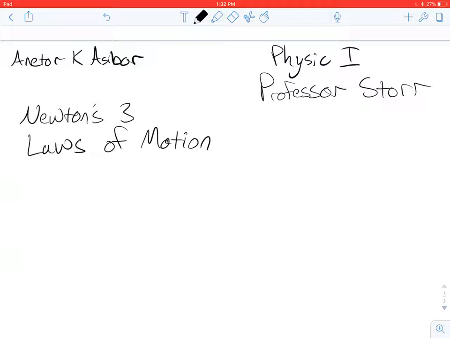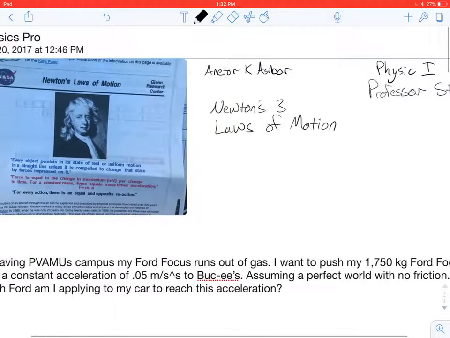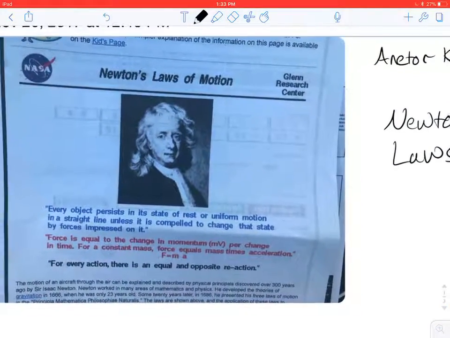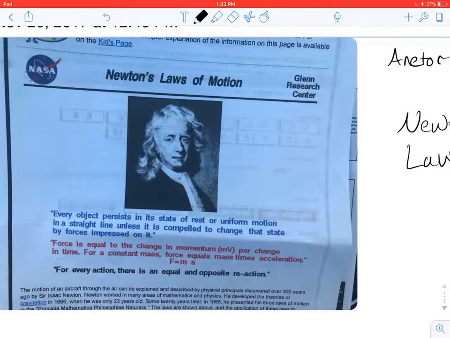All right, so first let's go over the laws. I found this clip on NASA's website with a direct quote. And the first law: every object persists in its state of rest or uniform motion in a straight line unless it is compelled to change the state by forces impressed on it. Go ahead and write that down.